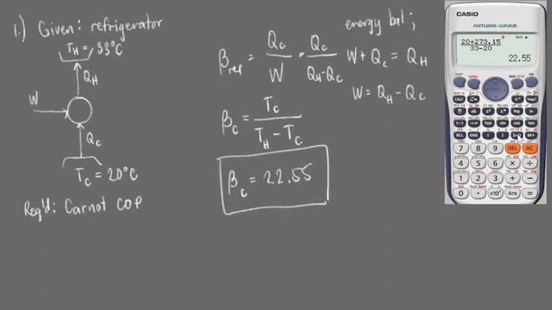This is the maximum possible efficiency for an air conditioning unit that is maintaining 20 degrees Celsius in a cold room against an external temperature of 33 degrees Celsius. That is how we utilize our equations for determining the COP of refrigerators. Let's go back.